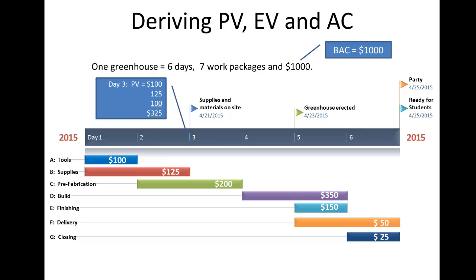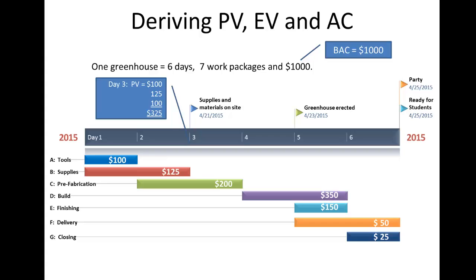Imagine we are building a small greenhouse for our community school. One greenhouse, 6 days, 7 work packages, and $1,000. Work packages A to G are listed on the left side of the slide. The durations of the work packages are on the colored bars that are lined up with the work package label. The day values are marked off on the navy colored horizontal bar.